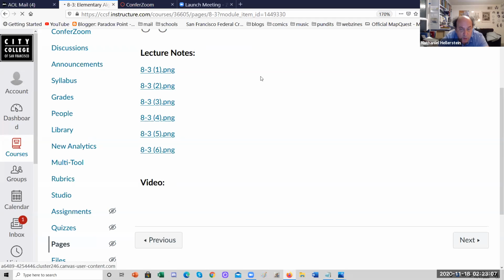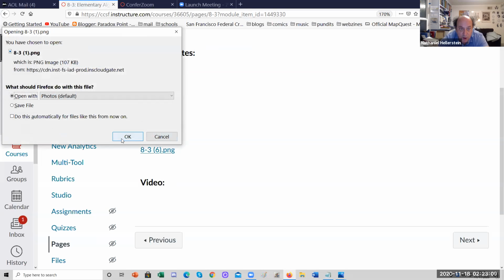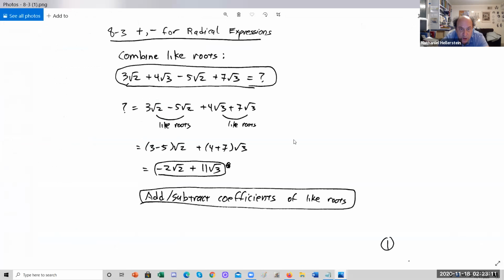This is 8.3, about combining radical expressions with addition and subtraction. So, addition and subtraction for radical expressions. Here's a sum of expressions with roots: 3 root 2 plus 4 root 3 minus 5 root 2 plus 7 root 3. We can simplify it by combining like roots.